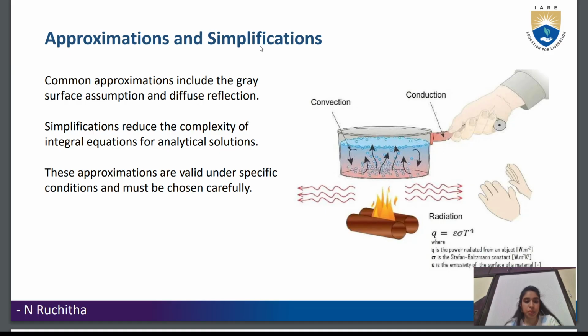Approximations and simplifications. Gray approximations assume surface properties are wavelength independent. Diffuse surface assumptions add simplicity by ignoring directional dependencies. Optically thin or optically thick media approximations reduce the complexity of the RTE. Isothermal layers remove temperature variation terms. Such approximations trade accuracy for analytical or computational tractability.